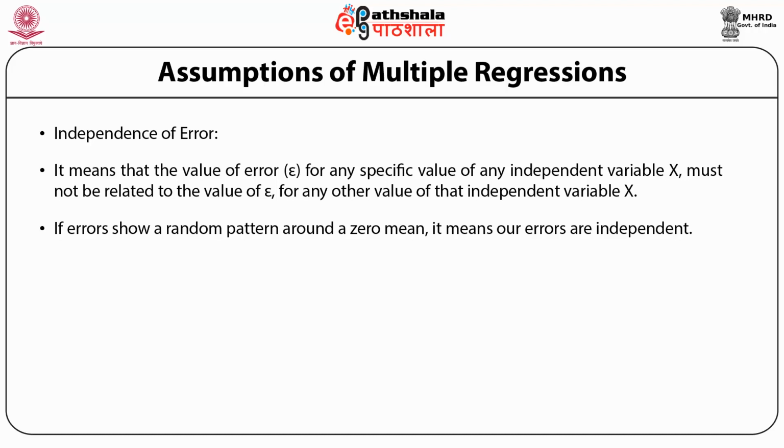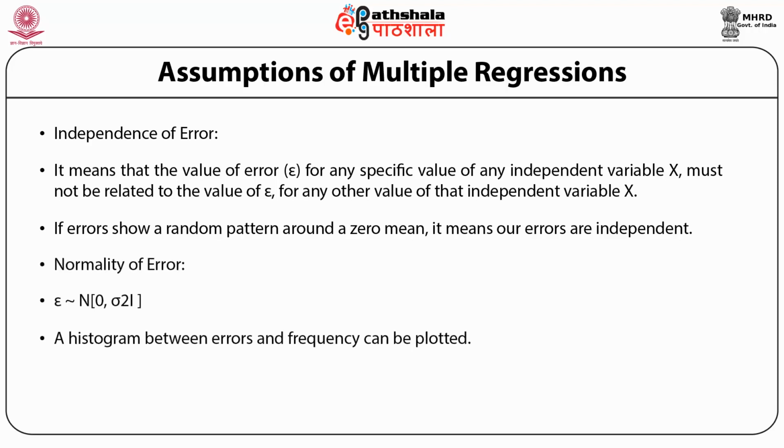If errors show a random pattern around a zero mean, it means our errors are independent. It is also done with the help of the Durbin-Watson statistics. The next assumption is the normality of error. It says that our errors must be normally distributed. It's very easy to see the normal distribution of our error with the help of the histogram.